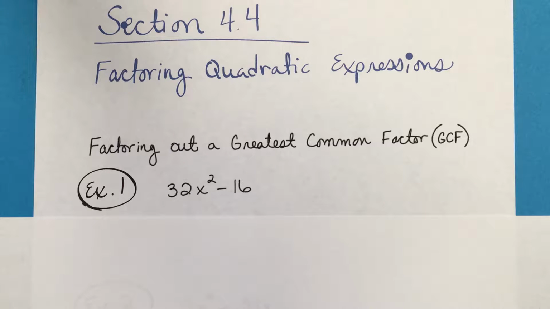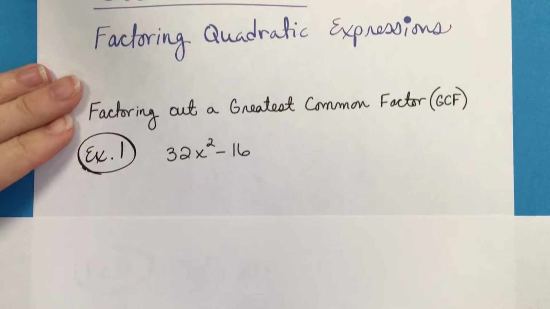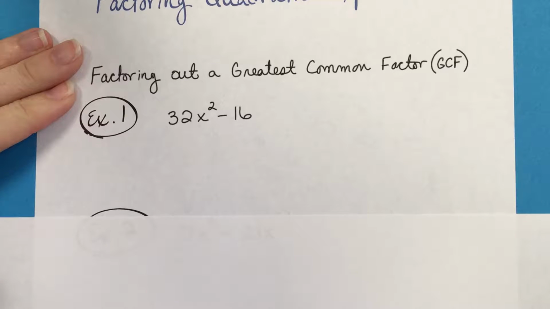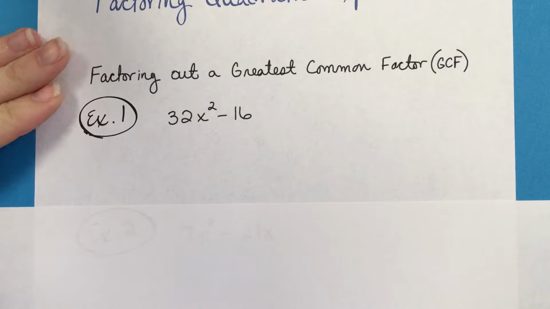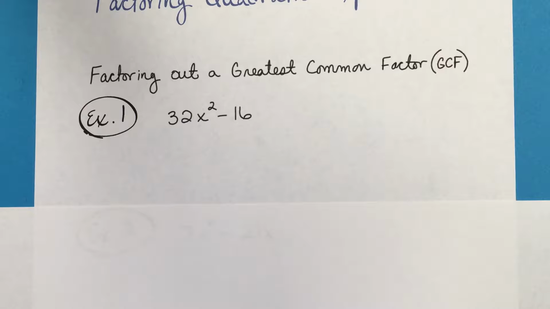Okay, so the first process of factoring that we're going to look at is what they refer to as factoring out the GCF, which stands for greatest common factor, meaning that we're going to look and see what our terms have in common. So the first example that I've given you here, we have 32x squared minus 16. So I need you to think of what these two terms have in common.